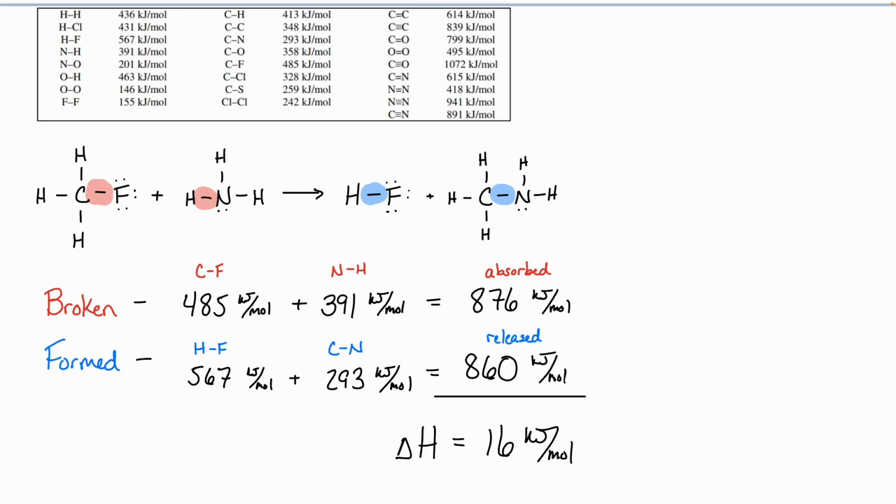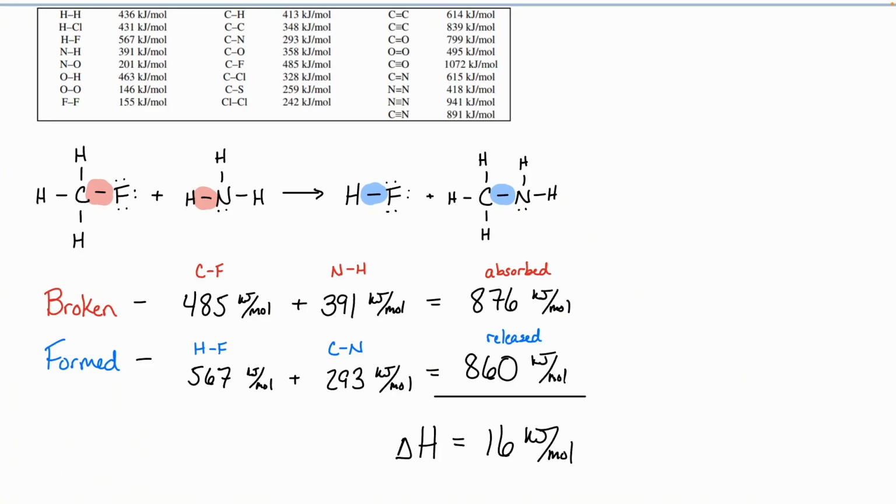All right, so I look it up for my bonds that are being broken. My carbon-fluorine bond will require 485 kilojoules per mole. My nitrogen-hydrogen bond will require 391, so I'm going to have to put in 876. But when my new HF and CN bonds are formed, it's going to release 860. So my broken minus formed gives me a net positive number here of 16 kilojoules per mole is going to be absorbed in this reaction.